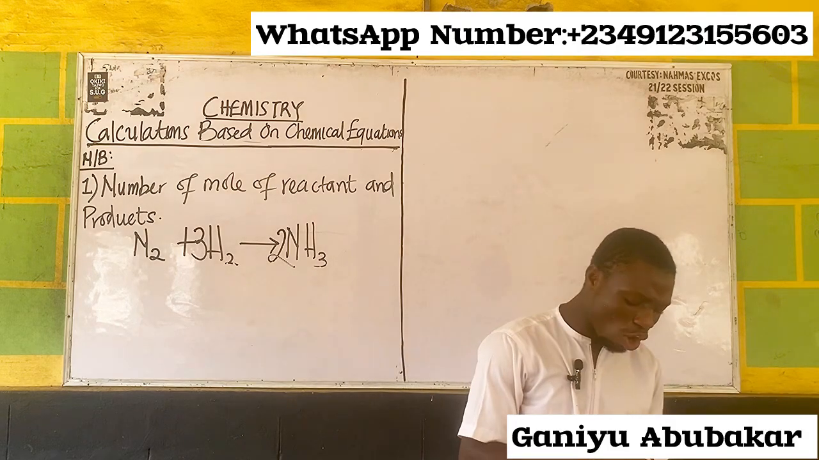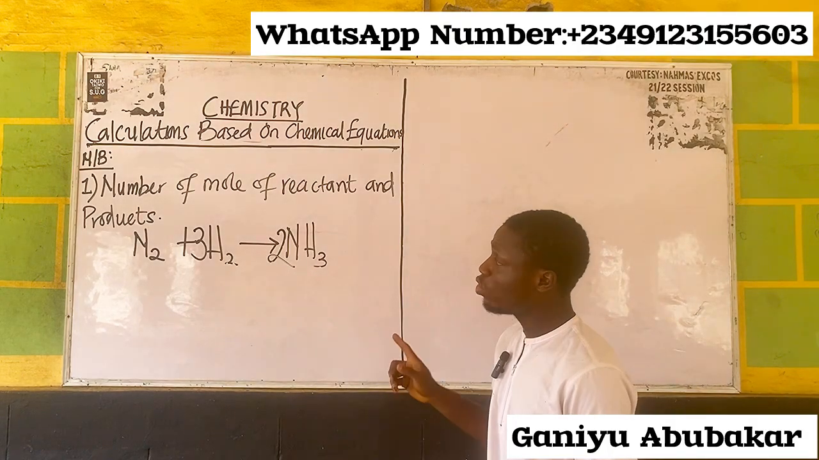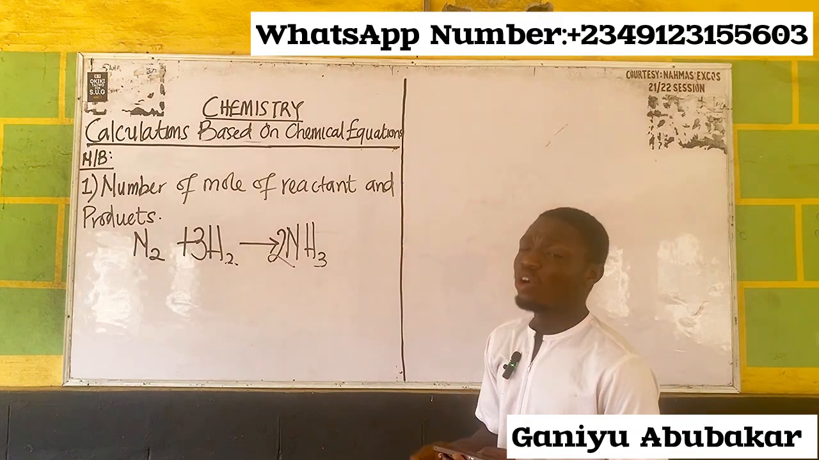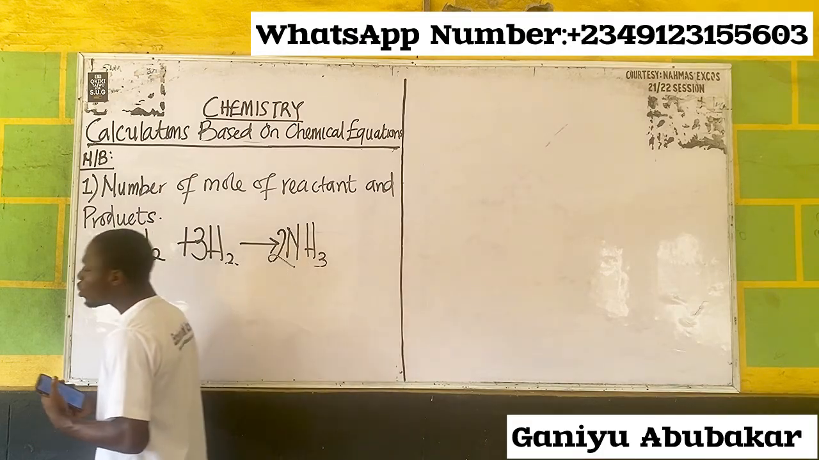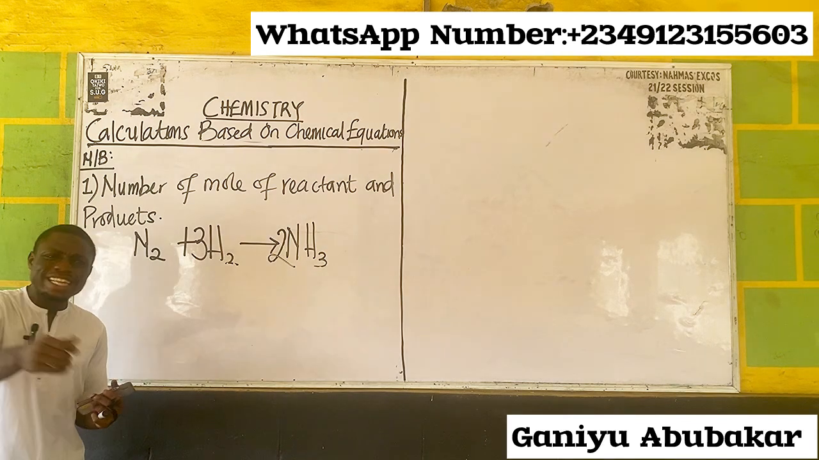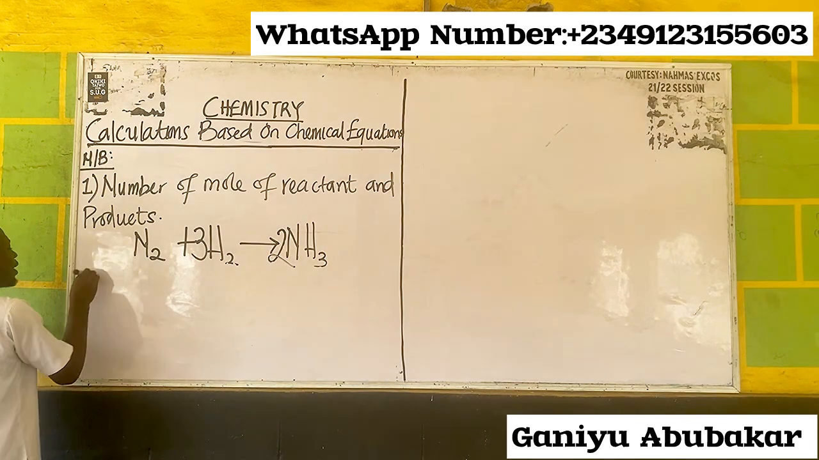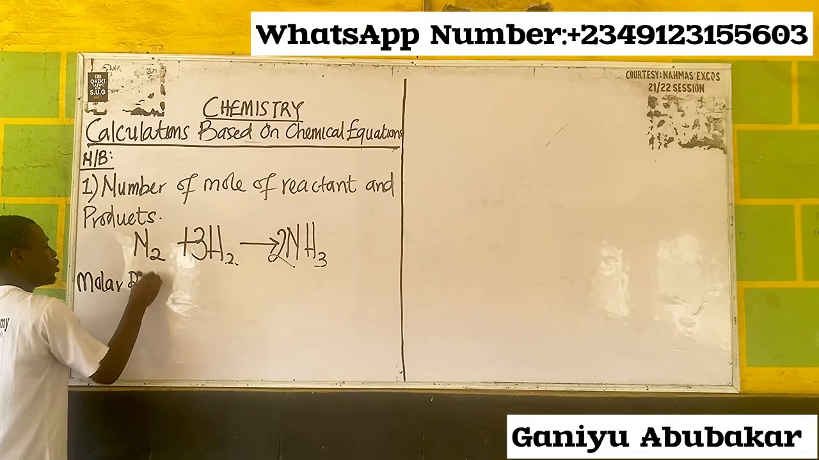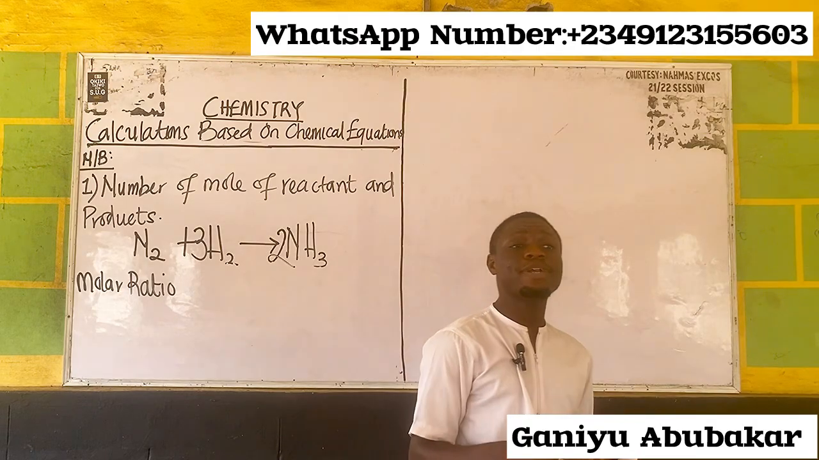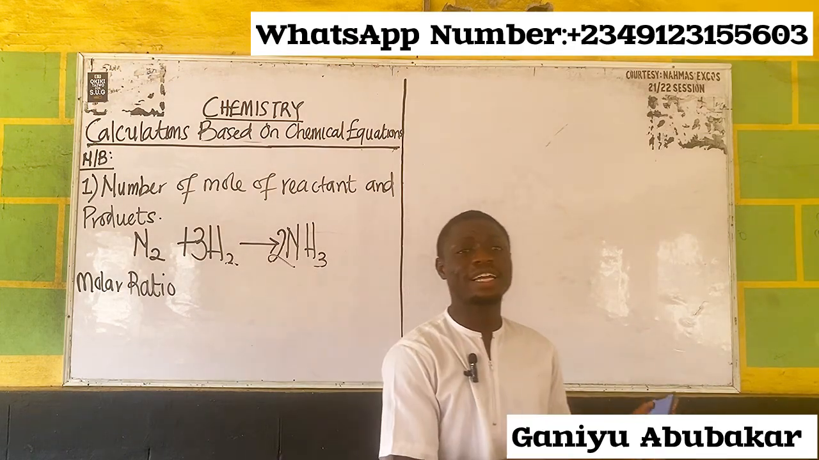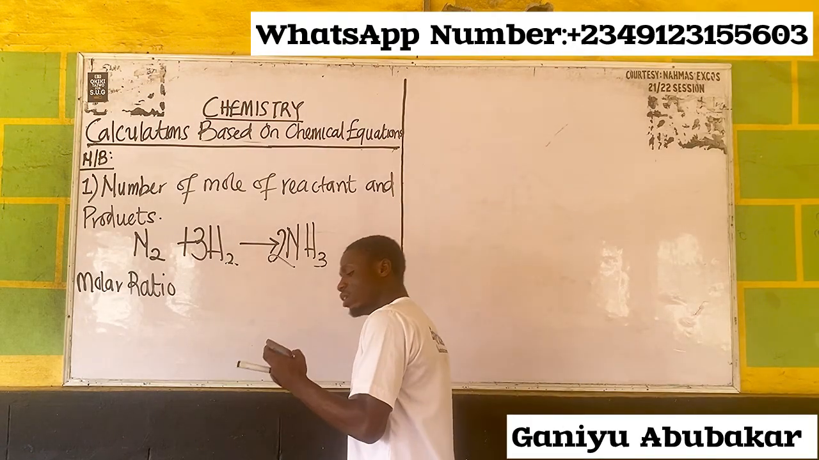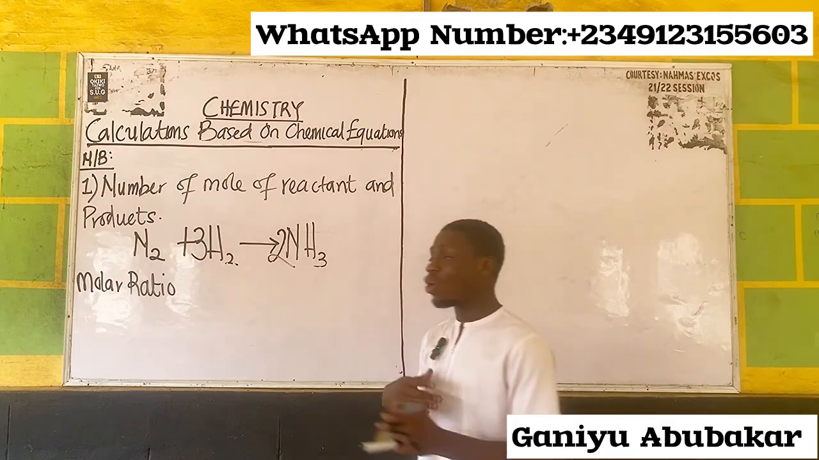Your first task under any question, under calculation based on chemical equation, is to balance the equation. Your second task is to get the molar ratio. What's molar ratio? In layman's terms, molar ratio is simply the coefficient of each term on the reactant and product side. The coefficient of each of the reactants and products is called the molar ratio.